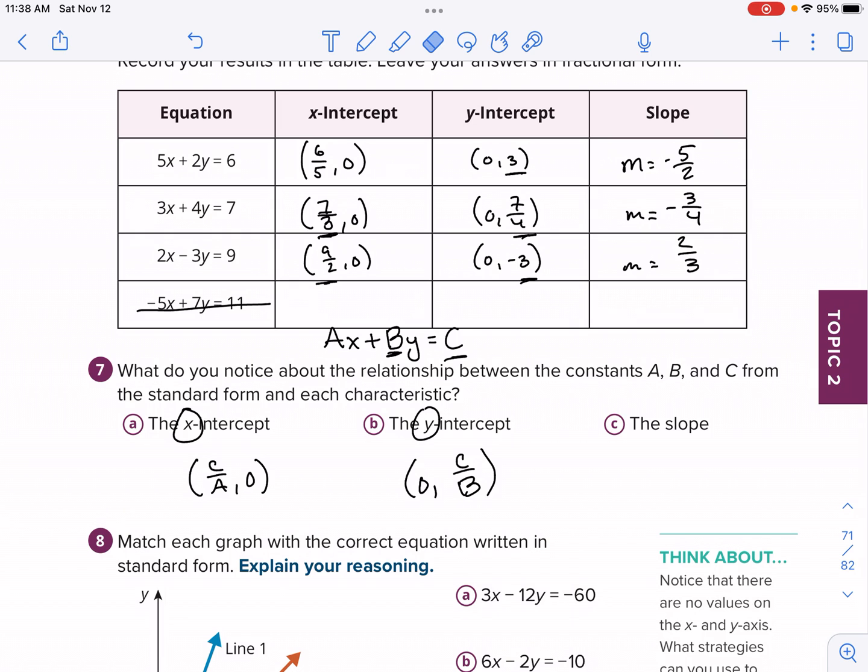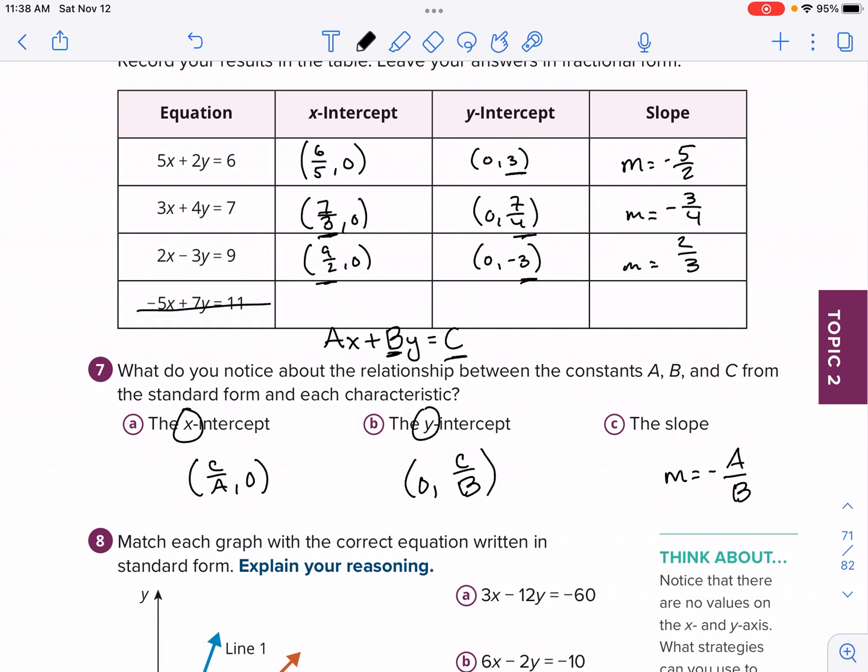All right. And then the last one, there was a little bit more nuance to it. The slope was always negative a over b. So whatever a over b is, change the sign. That's what that negative sign means.